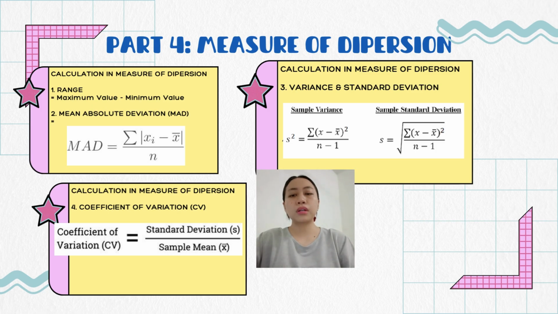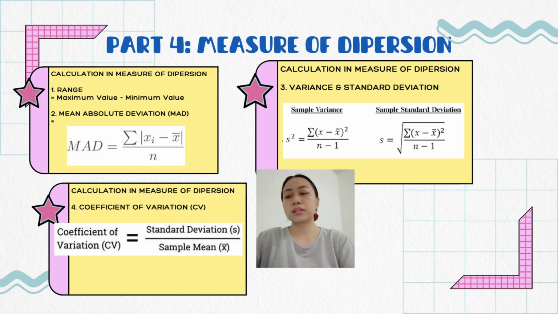There are 4 calculations needed in measure of dispersion. First, range, which is the maximum value minus the minimum value. Second, mean absolute deviation or MAD, where unit measurement minus mean return, then subtotal, next divided by the total number of data values.